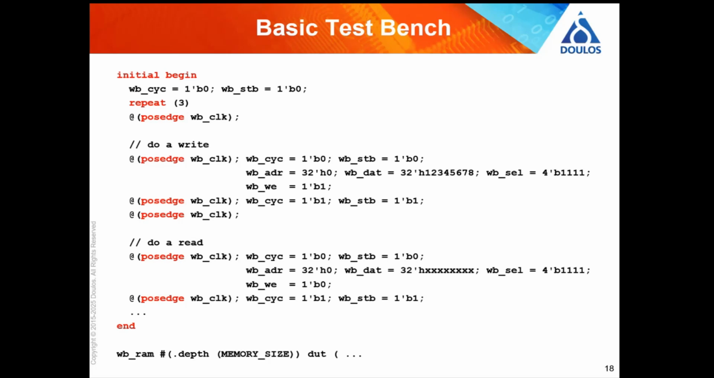And then these various signals like WB CYC, and WB STB, and DAT, and all of that, those are inputs to the design under test. And we're driving them at specific values at specific times. The first one is a write, and then we're doing a read. The key point is we are manually driving the inputs to our design under test to make it do, as you can see in the comments there, a write and a read.